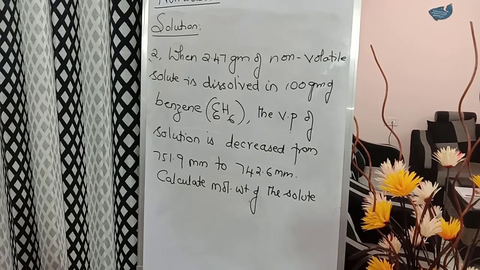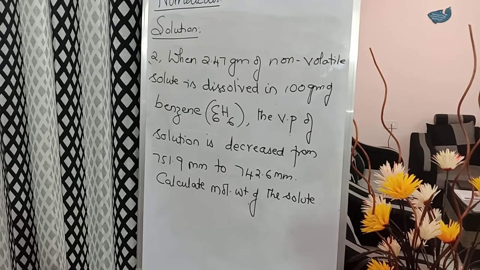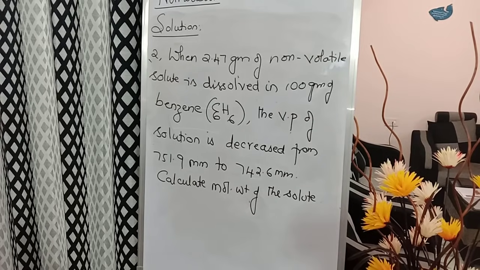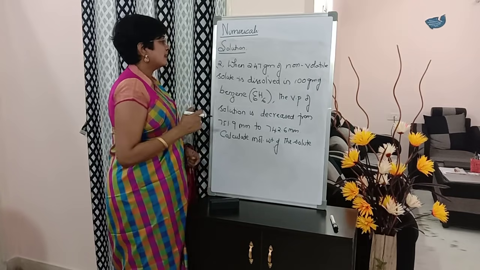Write down, students. When 2.47 grams of non-volatile solute is dissolved in 100 grams of benzene, comma, vapor pressure of solution is decreased from 751.9 mm to 742.6 mm, full stop. Calculate molecular weight of the solute. Done, students? Right. Look here.